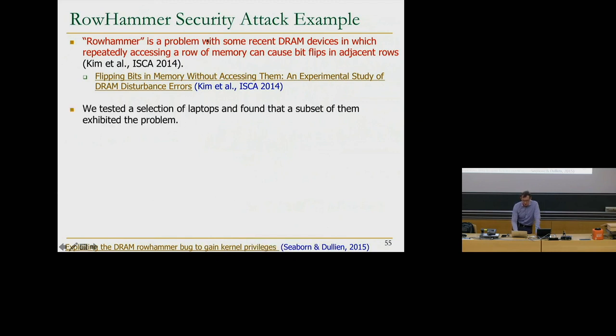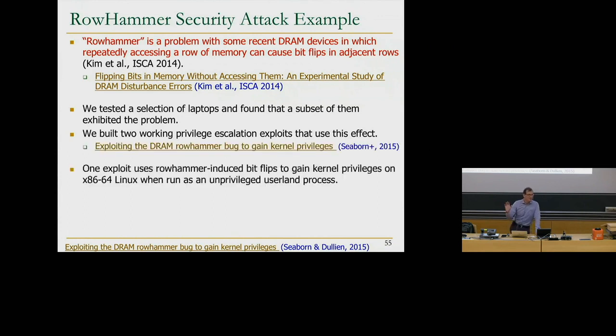They said they learned about the problem from our paper, and they tested a selection of laptops and found that a subset of them exhibited the problem. And they actually built 2 working privilege escalation exploits. What does this mean? They're escalating privilege. They're able to do something that the process is not allowed to do. It doesn't have permissions to do, right? And you can read the paper for the other one.